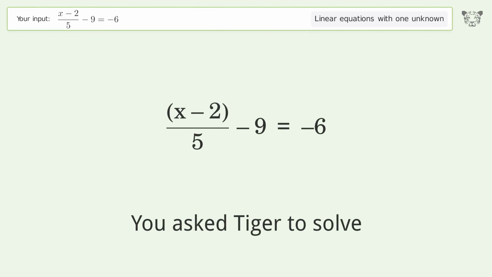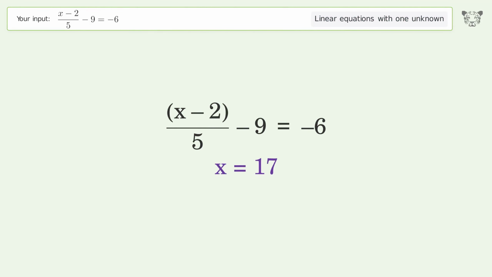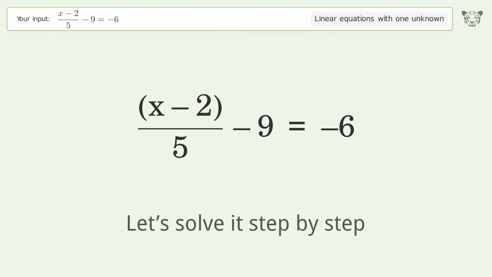You ask Tiger to solve. This deals with linear equations with one unknown. The final result is x equals 17. Let's solve it step by step.